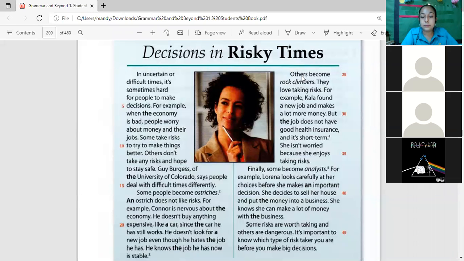Others don't take any risk and hope to stay safe. Burgess of the University of Colorado says people deal with difficult times differently. Some people become ostriches, and an ostrich does not like risk.